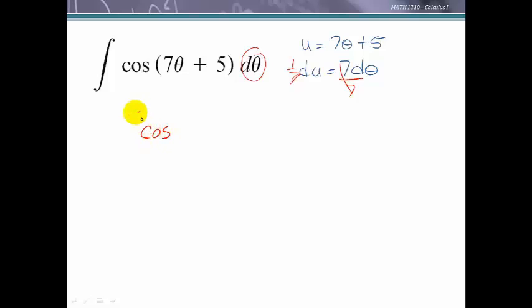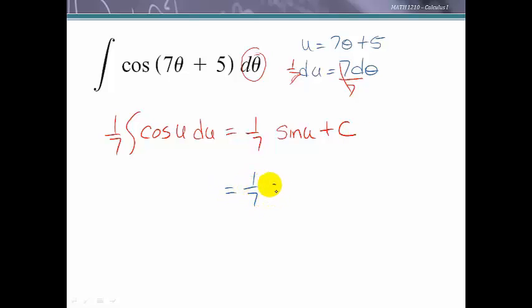So here I have cosine, and this is my u. I replace d theta with 1/7 du, and I'm going to go ahead and put the 1/7 out in front. So I have 1/7 doing an antiderivative here. That would be sine u, and then plus a constant. Now I would want to go ahead and replace the u, get it back in terms of theta. So final answer, I'd have 1/7 sine of 7 theta plus 5 plus a constant.